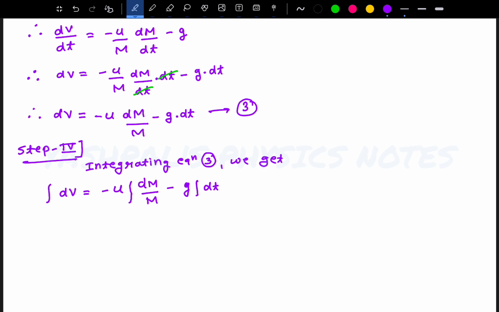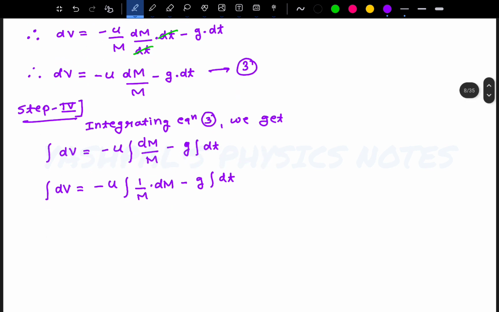I can simplify this equation again. Integration dv equals minus u. Here I can write this term as 1 upon m into dm. Why have I written this? We will see in the next steps. Minus g integration dt. So give this as equation number 4. Now we know one identity, that integration of 1 by m will be equal to log to the base e capital M. We know this integration identity.